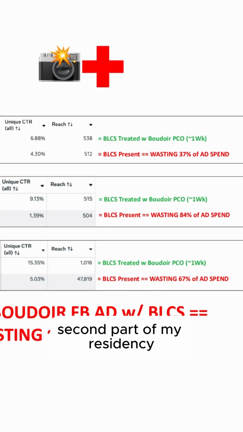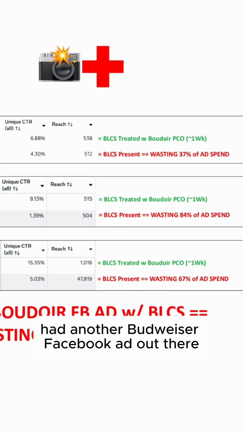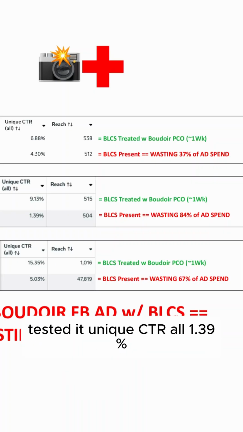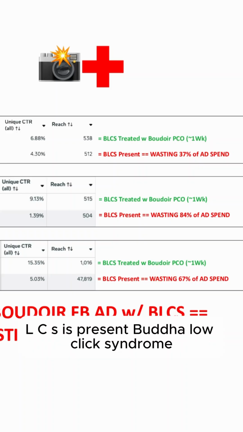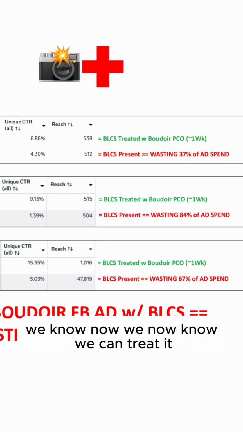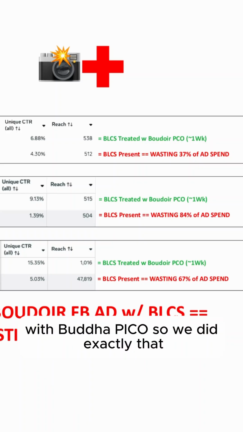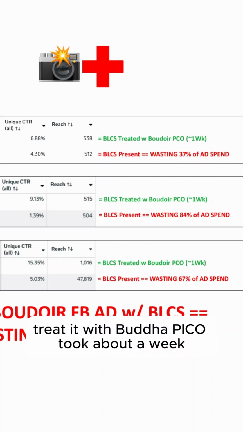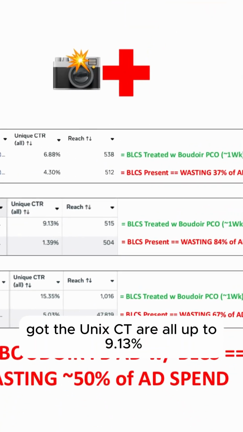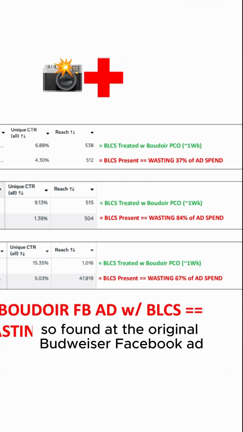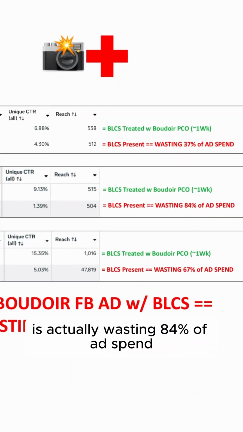Second part of my residency, found another boudoir Facebook ad out there, brought it back to the hospital, tested it, unique CTR all 1.39%. So unique CTR all under 6%, BLCS is present. And when BLCS is present, boudoir low click syndrome, we now know we can treat it with boudoir pico. So we did exactly that, treated it with boudoir pico, took about a week, got the unique CTR up to 9.13%. So we found out the original boudoir Facebook ad is actually wasting 84% of ad spend.